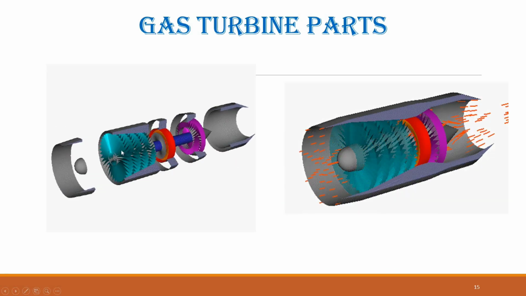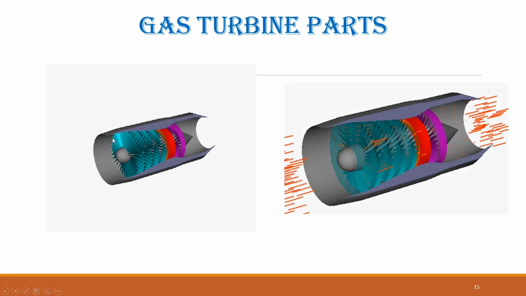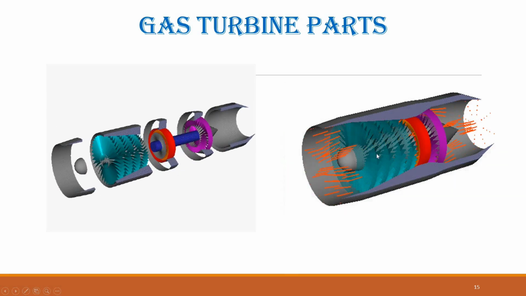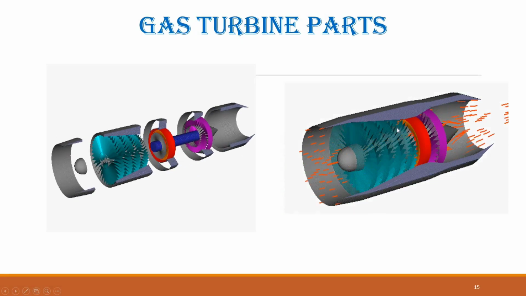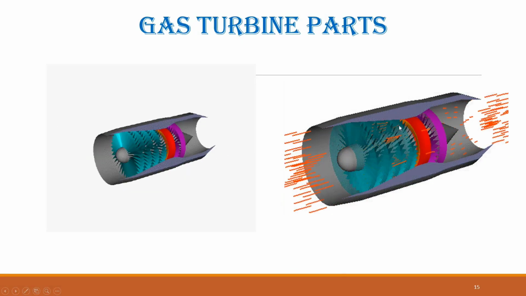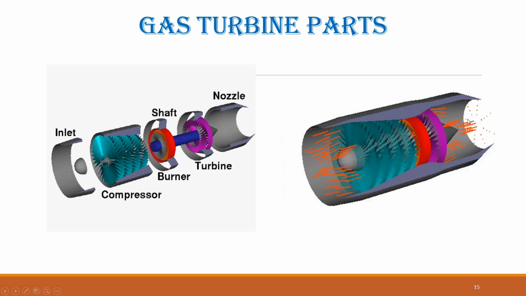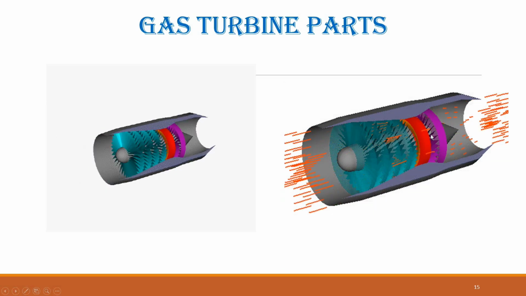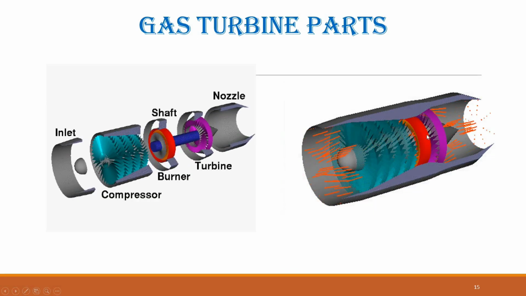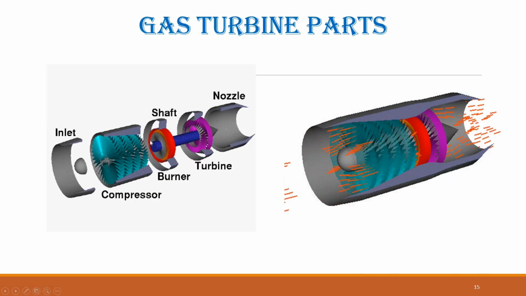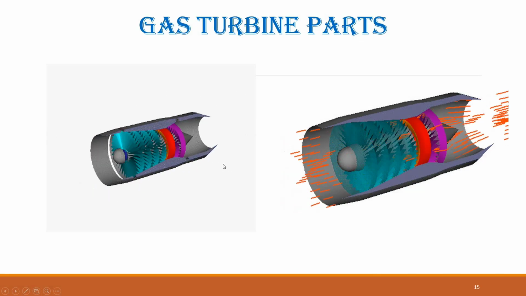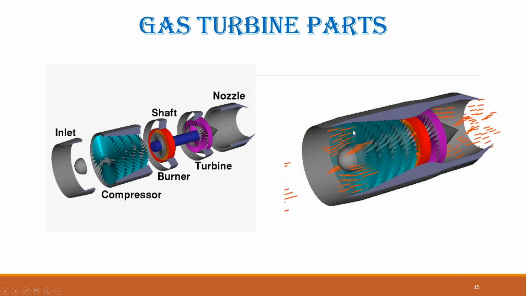As you watch the animation, you can see how the rotors and stators in the compressor and turbine work together, how fuel and air are mixed and burned in the combustion chamber, and how the hot gases are accelerated through the nozzle to generate thrust. You can also use the exploded view feature to see how all the pieces fit together, which gives you a much clearer picture of how the engine operates as a whole.